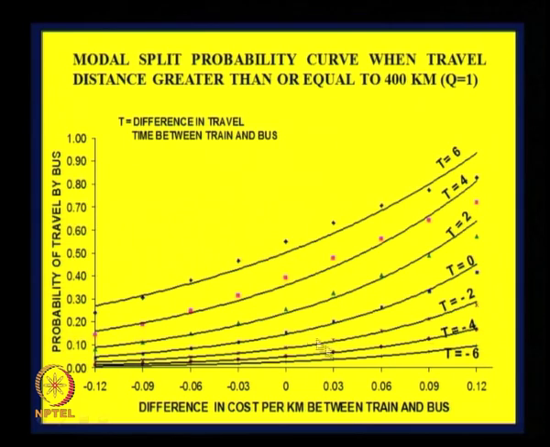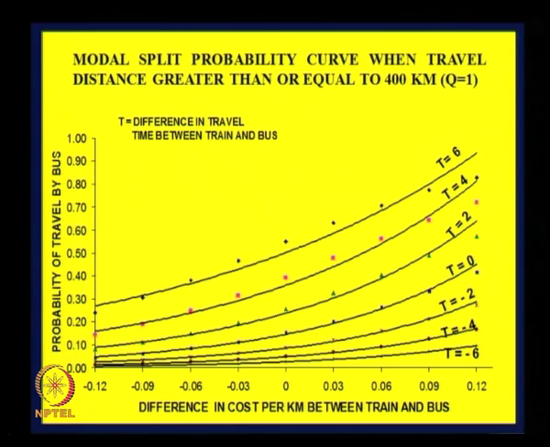Let us say currently Tt minus Tb is 0.03, and the train system manager is interested to know what will happen. Of course the travel time, let us say there is no difference at all, then the share by bus for this given situation is about 20%. Probability of choice of bus is going to be 20% if the cost difference value is 0.03 and the time difference value is 0, the probability of choice of bus is going to be 0.2, am I right.